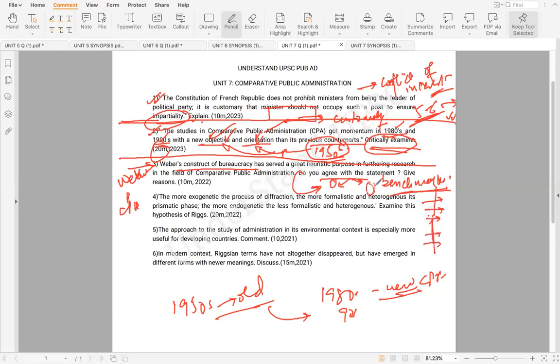However, we'll also say that we have moved beyond Weber also, in the sense that we have also adopted the structural functional approach. We have also adopted the ecological approach, right? So there were majorly three approaches: Weberian approach, structural functional, and ecological. Weber will tell about acting as a benchmark. Then, to disagree, we'll also talk about structural functional analysis of Talcott Parsons and the ecological approach adopted by Riggs. Okay.